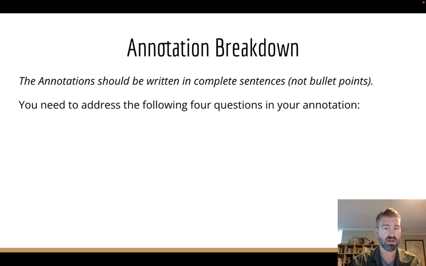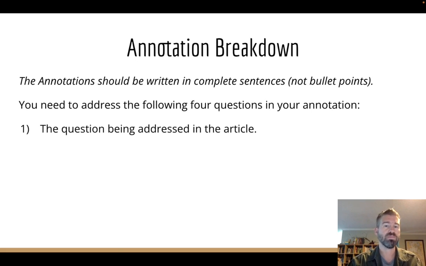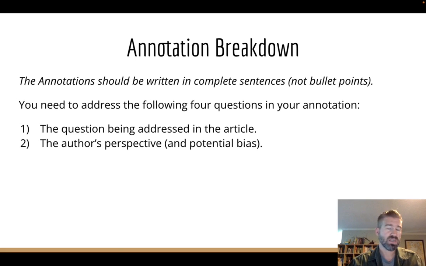Now, in terms of the annotation breakdown, they should be written in complete sentences, not bullet points, so it needs to be kind of a paragraph. But I want you to address 4 questions. Number 1, what's being addressed in the article? What is that article about? What's the author's perspective and potential bias?